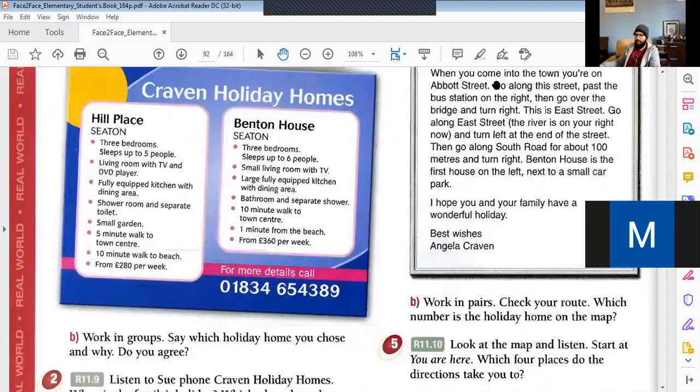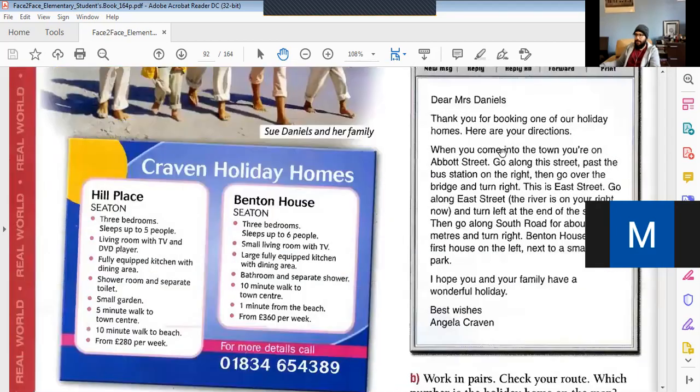It says, when you come into town, you're on Abbott Street. So this is the first direction, number 1. Go along this street, which is Abbott Street. Go along this street past the bus station on your right.